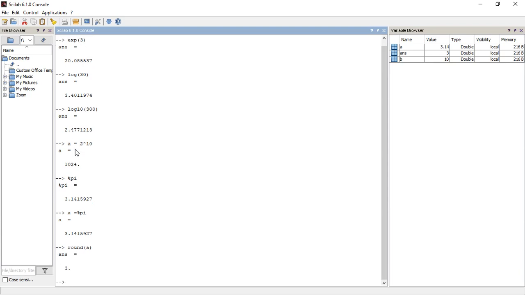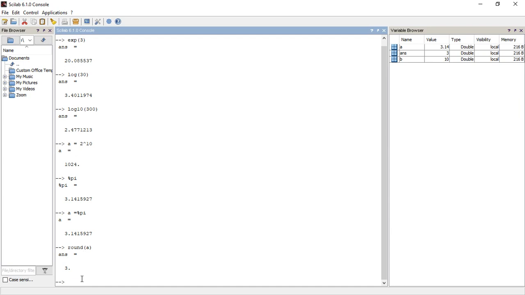Now see here, if after the point the value is more than 0.5, then it is going to be considered as 4, the next number. If it is less than 0.5, then it is going to be considered as the previous value, that is 3. That is for the round off value. These are some of the elementary functions which are used in SCILAB here.